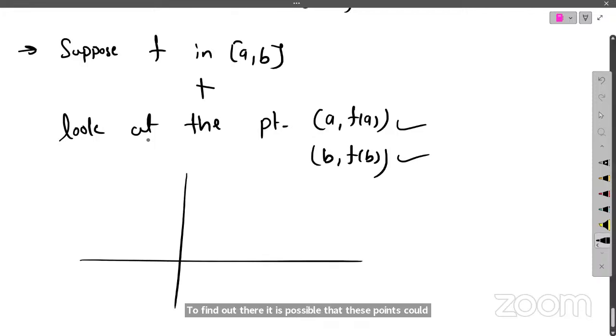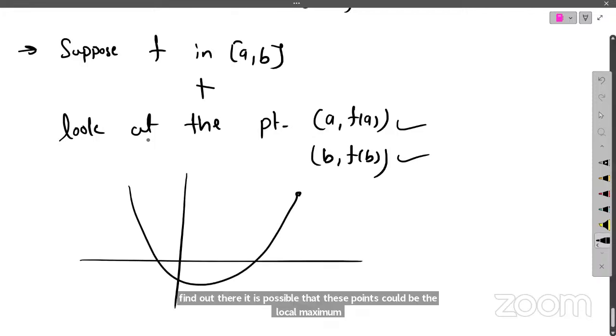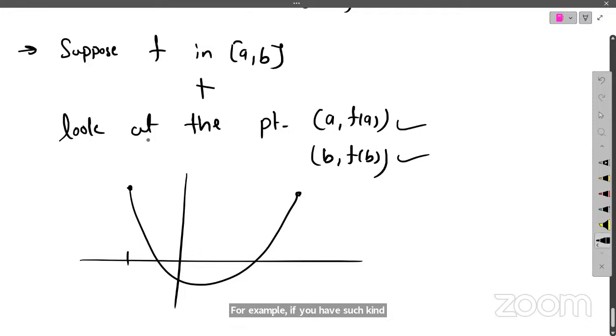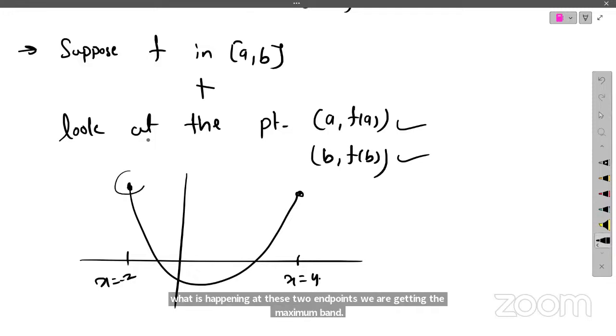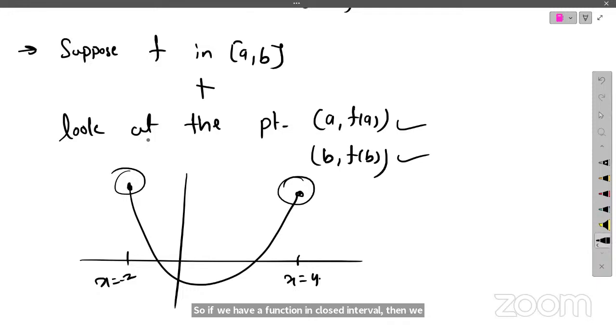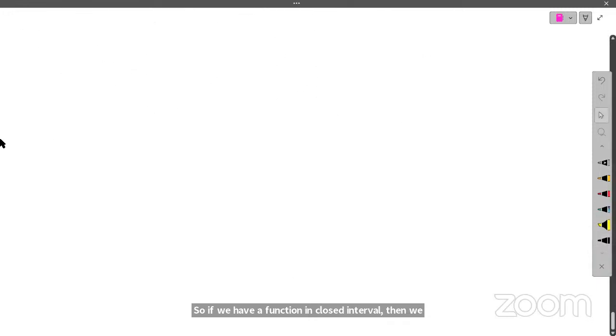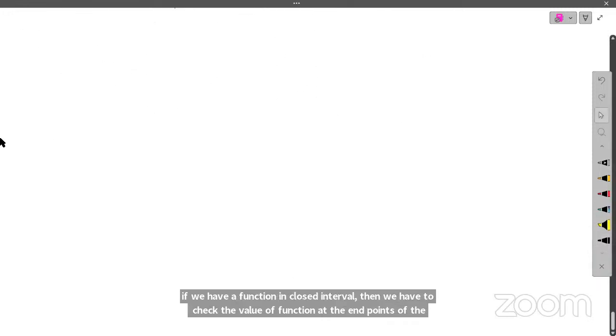For example, if you have such kind of parabola from suppose x equals -2 to x equals 4. Suppose this is one parabola, then what is happening? At these two endpoints, we are getting the maximum value. So if we have a function in a closed interval, then we have to check the value of the function at the endpoints of the interval. Okay, is that fine? Just one remark you can say.